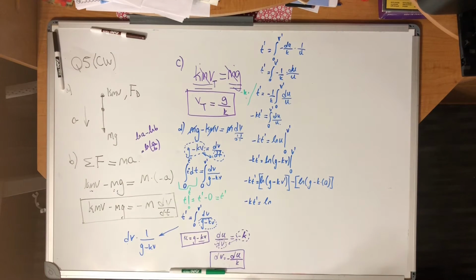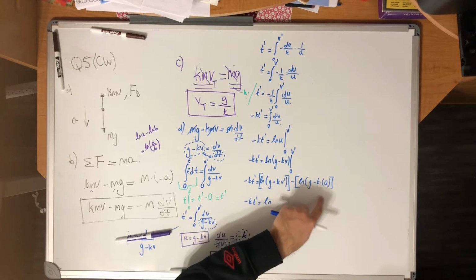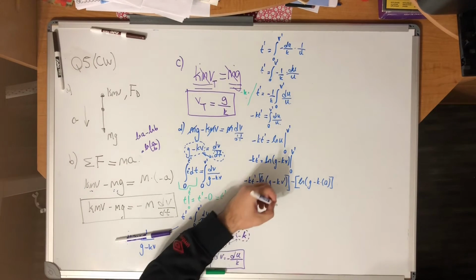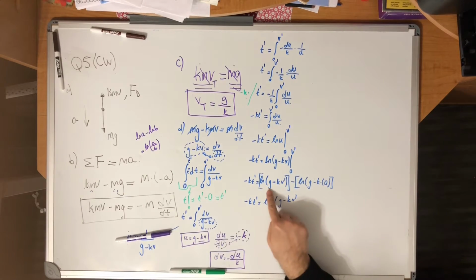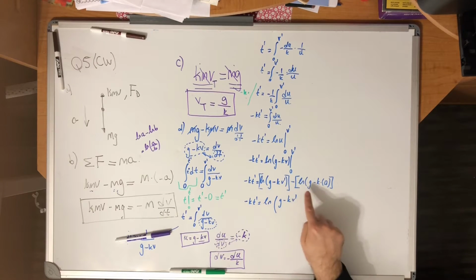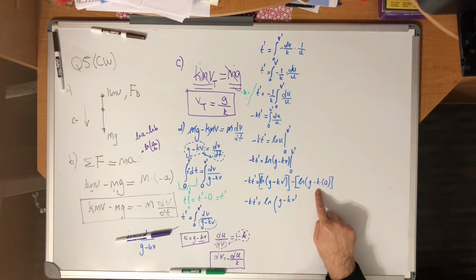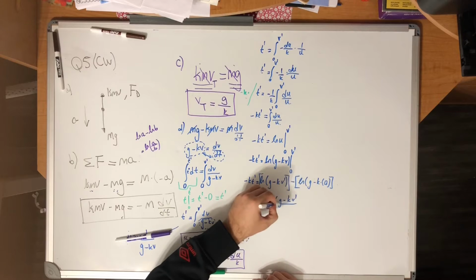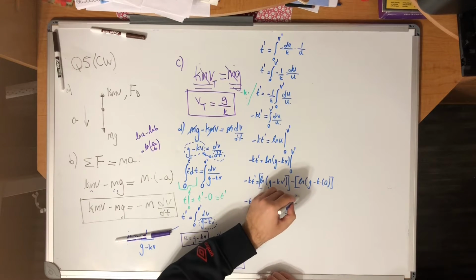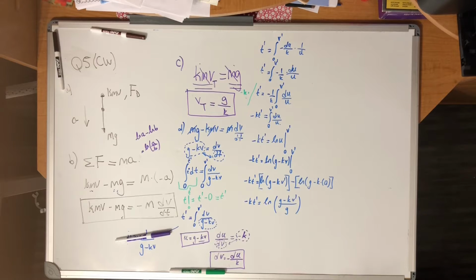Alright, that is a function. I mean, that's the property of the ln function. So you have ln something minus ln another thing. So we will just write this as g minus kv prime. This is the inside of the ln function in the first part, minus g minus k times 0, which we'll just get rid of. So g minus kv prime divided by g. So now I have this function, negative k t prime equals ln g minus kv prime over g.